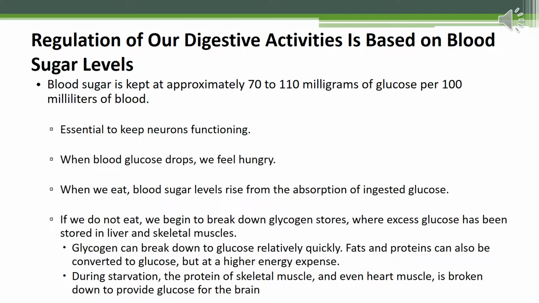Well, I mean, maybe we do want to start breaking down fats if you're trying to lose body fat, but we don't really want to be breaking down proteins because that's what our tissues are mostly made of. So during starvation, the protein of the skeletal muscle and sometimes even the heart muscle is broken down to provide glucose for the brain at whatever cost to these tissues, because the brain's our most important organ and we're going to make darn sure that it functions.